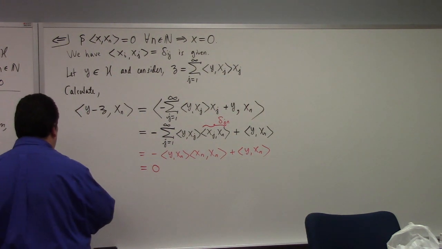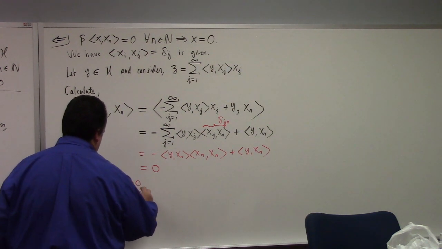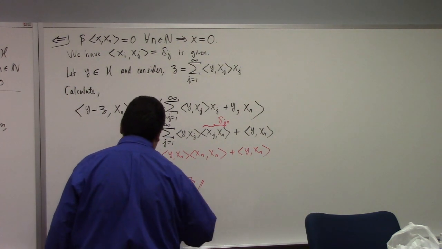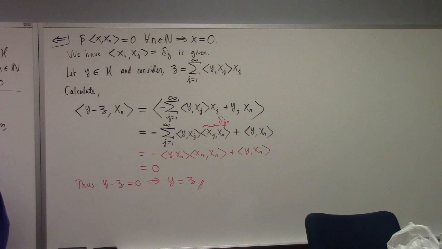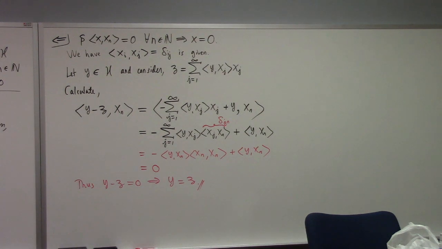So therefore, y minus z is equal to 0, which tells me that y equals z, and we're done. Because y equals z proves that an arbitrary element of the Hilbert space can be written as the inner product expansion of itself. Yep. All right.